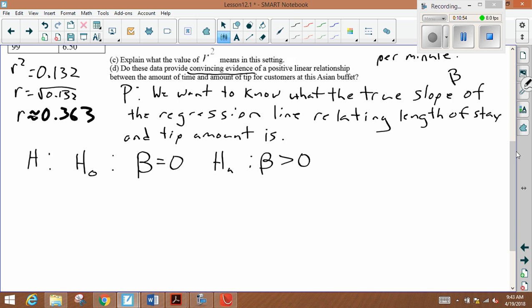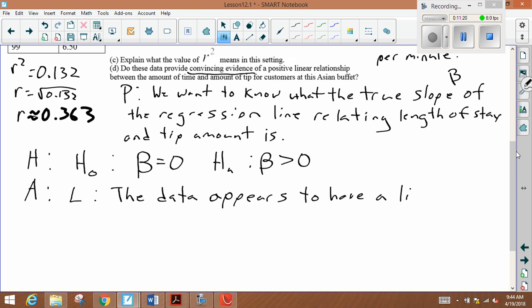All right, for A, so long for this, but it's okay. L. We'll go L, I guess that works. The data appears to have a linear relationship based on the residual plot.